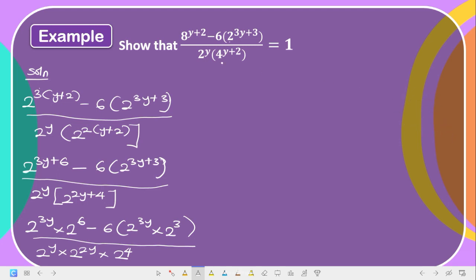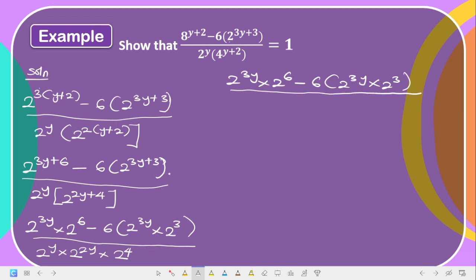Now, at this point in time, let's take it gently. What do you think we can now do? Let's fix the denominator first. This becomes 2 raised to the power of 3y times 2 raised to the power of 6 minus 6 bracket 2 to the power of 3y times 2 to the power of 3, divided by, now, what do we have here? We have 2 and 2. If the bases are equal, what do we do to the power? Add them. So this becomes 2 to the power of y plus 2y, which is what? 3y. Times 2 raised to the power of 4.